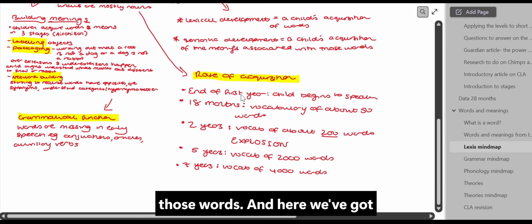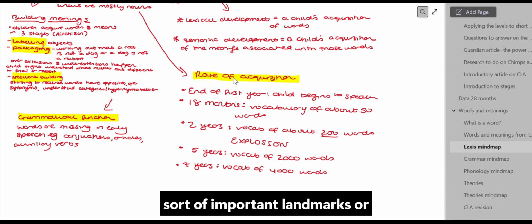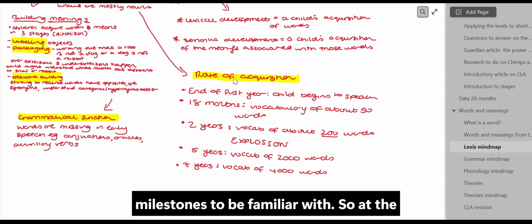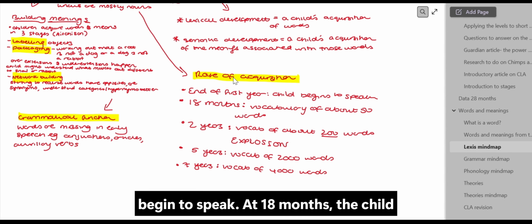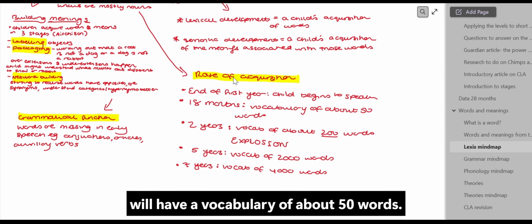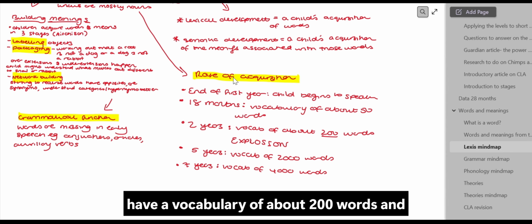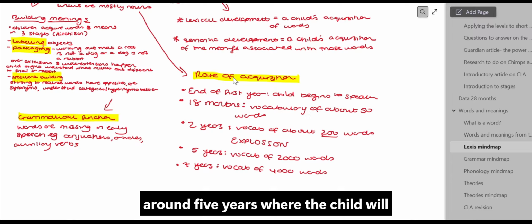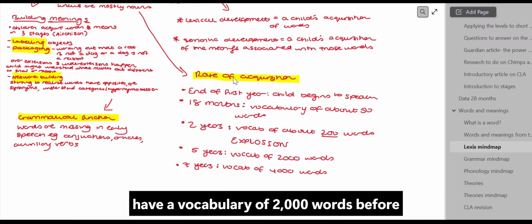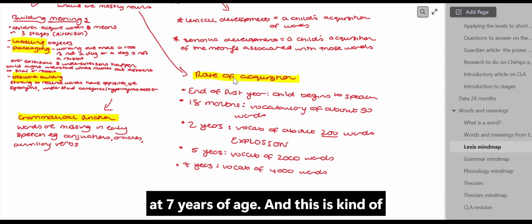And here we've got the rate of acquisition, which has some important landmarks or milestones to be familiar with. So at the end of the first year, the child will begin to speak. At 18 months, the child will have a vocabulary of about 50 words. At 2 years, about 200 words, and then there's an explosion at around 5 years where the child will have a vocabulary of 2,000 words, before moving on to 4,000 words at 7 years of age.